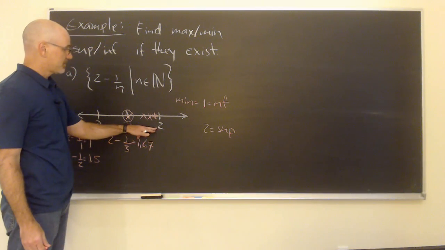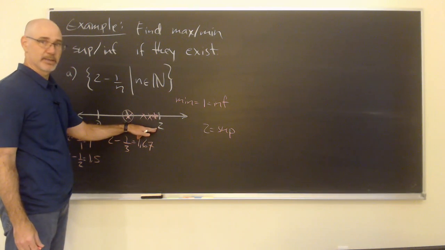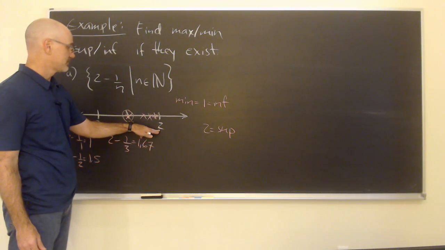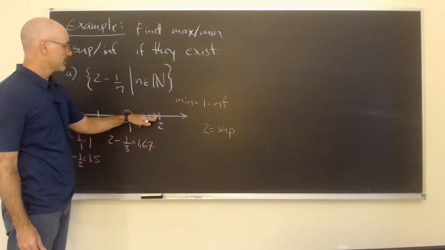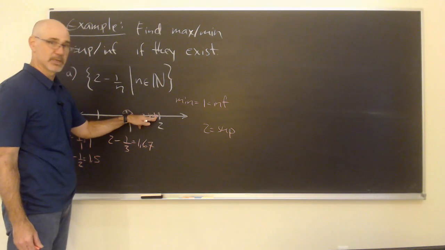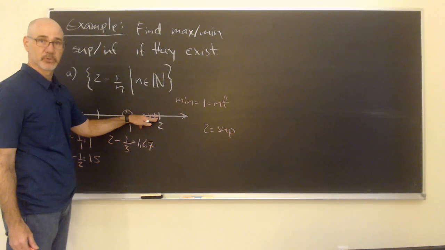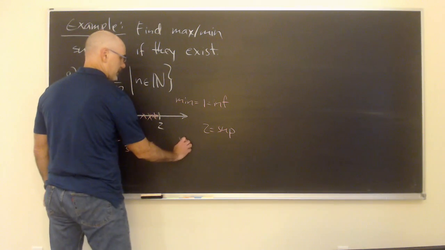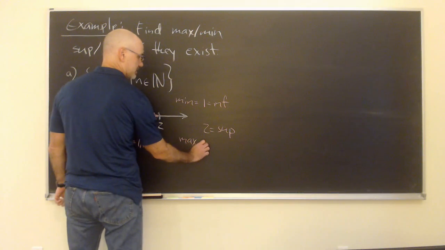But this is an example of a supremum that's actually not a maximum. This set doesn't have a maximum. Notice that 2 is not in the set, and any other member of the set would fail to be an upper bound because the next member would be larger. So this we would say has a max that does not exist.